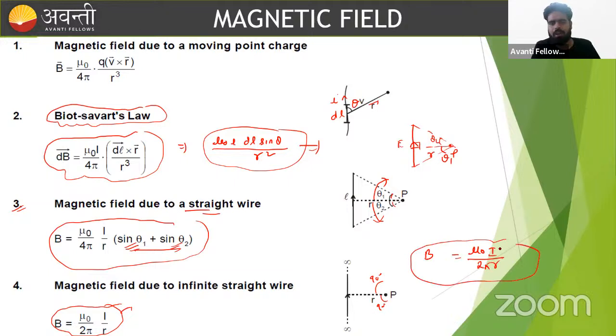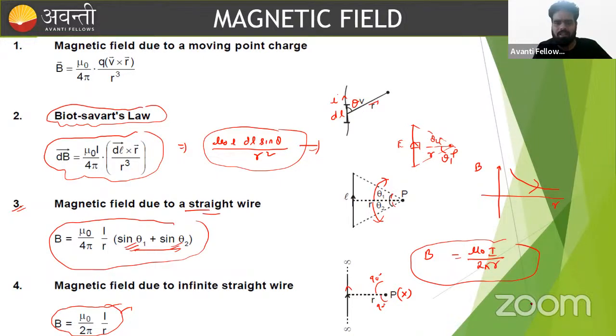This formula must be on our tips. And what is the graph of magnetic field versus distance, beta? We can say again this is a rectangular hyperbola. I hope this is clear for everyone. And what is the direction? If the current is flowing in this direction, the magnetic field at this point is perpendicular to the plane of the paper, by using the right hand thumb rule. I hope this is clear for everyone.